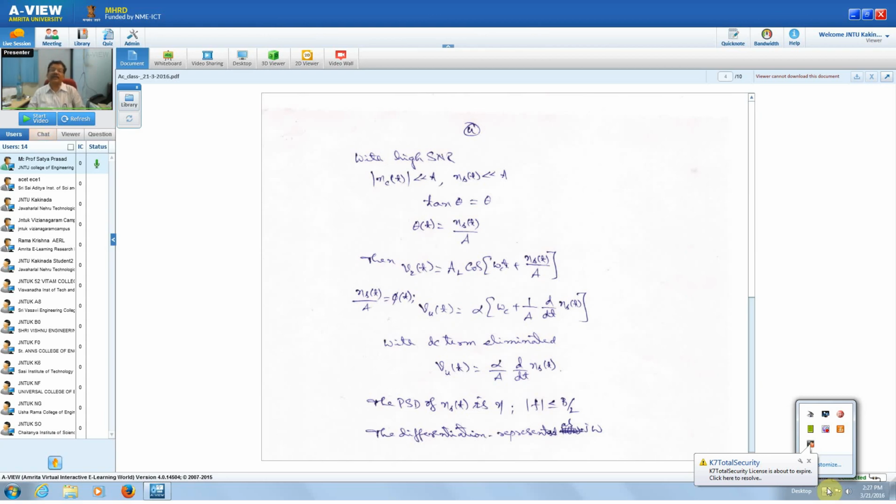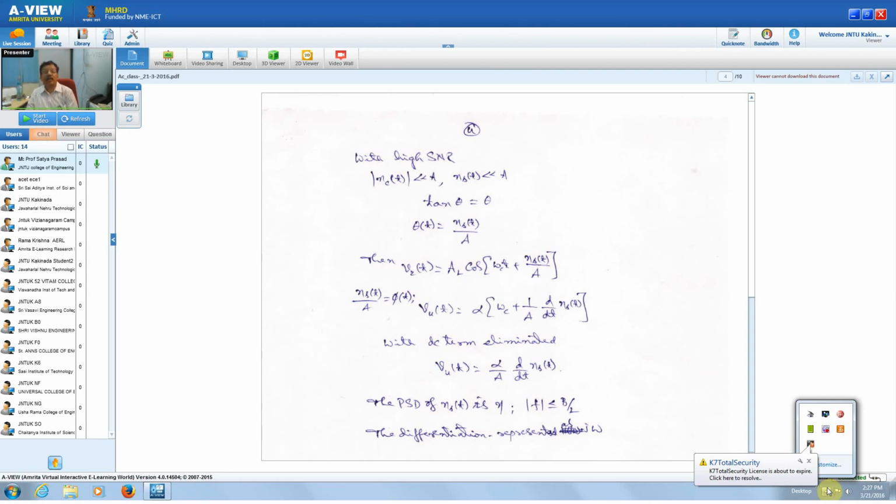Therefore, the tan theta that we are going to have, because theta is very small, is ns of t by ns of t plus A, the tan inverse of that is theta. So when theta is small, tan theta is theta only. Therefore, theta of t equals ns of t by A plus nc of t, so nc of t is neglected and theta of t equals ns of t by A. This is the theta angle that we are going to have because ns of t is very, very small.